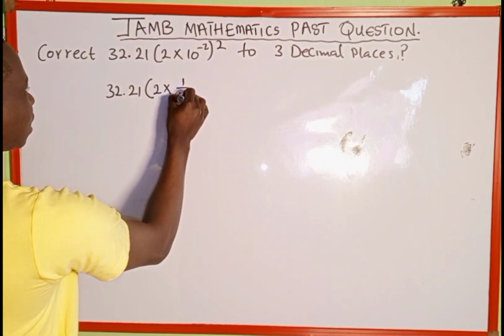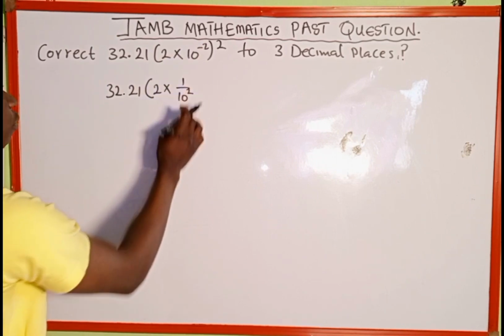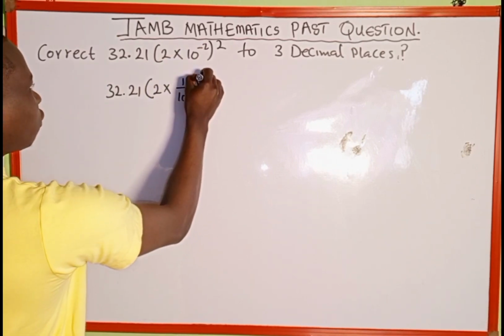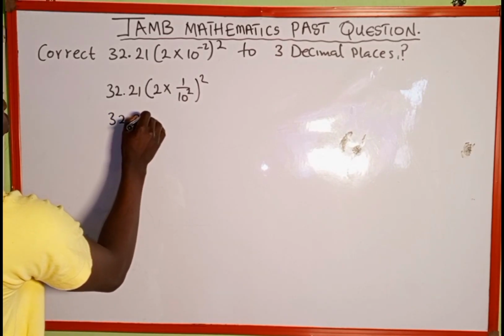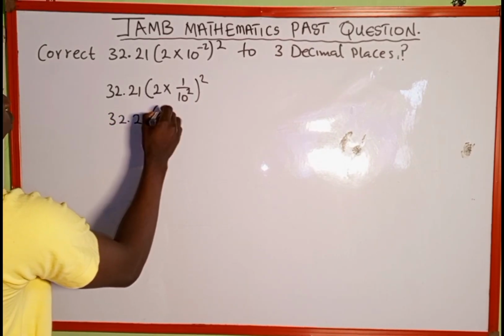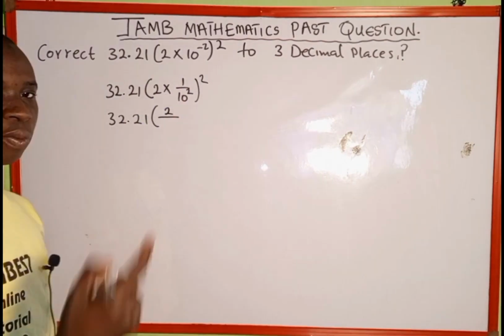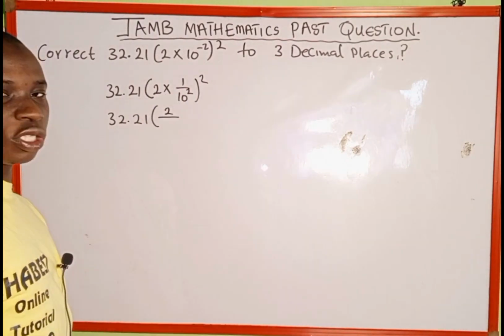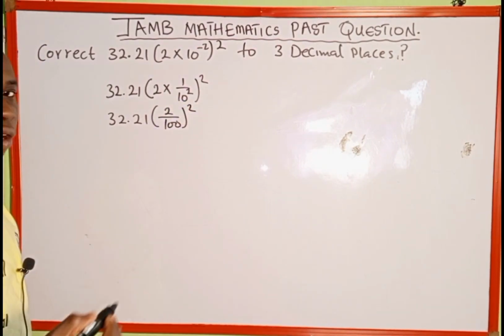1 all over 10 raised to the power of positive 2. When this comes down, the negative will change to positive, and everything is raised to the power of 2. So this is the same as 32.21 into the bracket of 2 multiplied by 1, which gives us 2, over 10 raised to the power of 2, which is 10 multiplied by 10, giving us 100. Then everything raised to the power of 2.